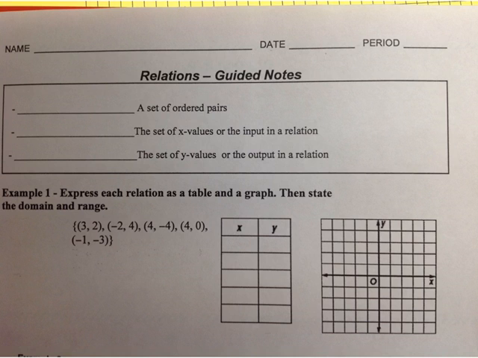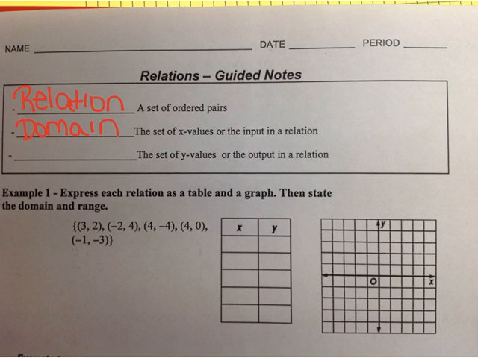The first one says blank is a set of ordered pairs, and our first word that we're going to fill in right there is relations. So a relation is a set of ordered pairs. The next one is going to be the domain. So the domain is the set of x values or the inputs in a relation.